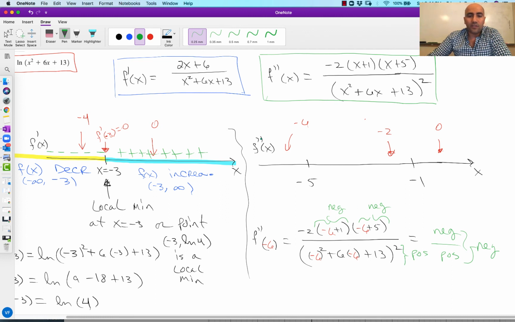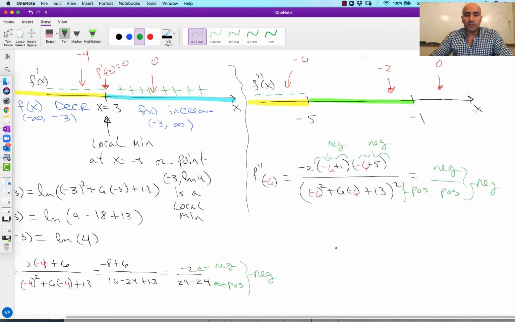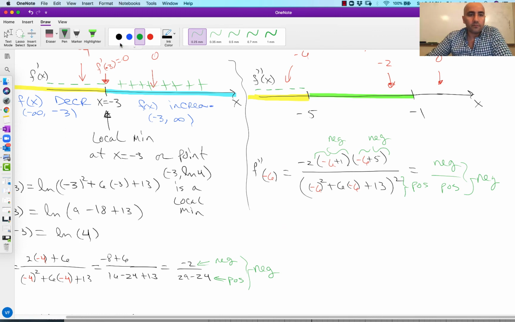Okay, so we've established that the second derivative will be negative on this interval, from -infinity up through -5. Good. Okay, what about this interval? So now we want to think about the interval between these two. And we're going to pick -2 as a test point. So let's copy the same thing here.